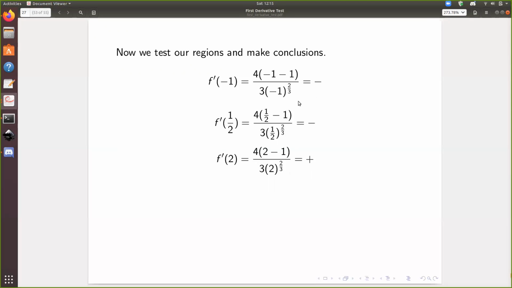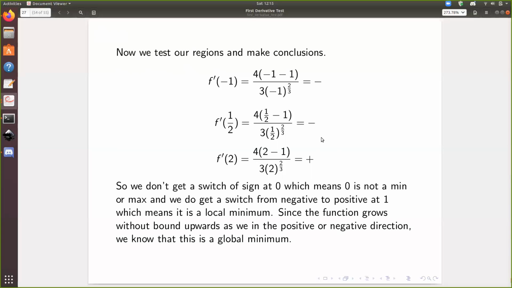So the critical point that we had here, which was 0, is not a min or a max, because there's no switching from negative to positive. However, we have a switch from negative to positive here, and so we're going to have a local min. And I have a picture for you.